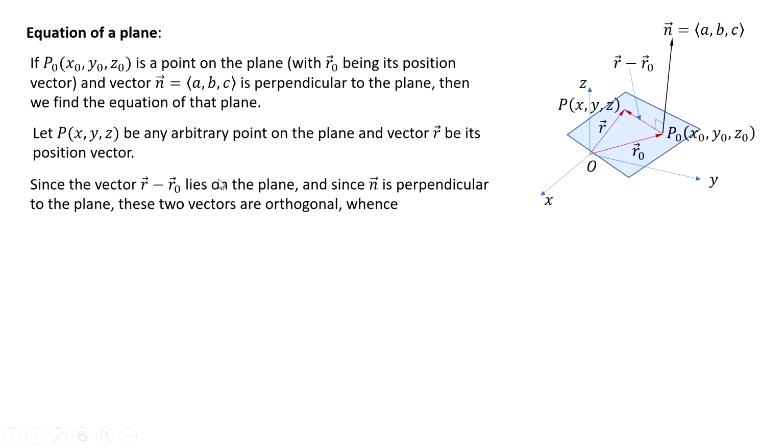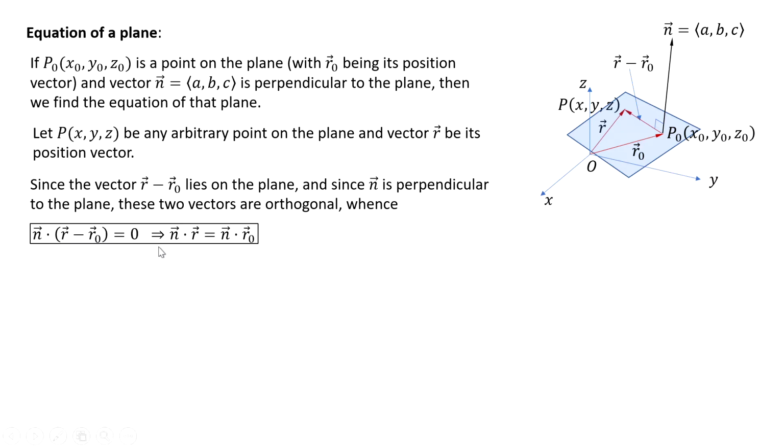Since the vector is on the plane, and since n is perpendicular to the plane, these two vectors must be orthogonal. What is orthogonal? Simply, they are perpendicular to each other. So we have the r minus r sub 0 vector and the n vector, and they are perpendicular, so the dot product must be 0. And that is what gives us the equation n dot (r minus r sub 0) equals 0.